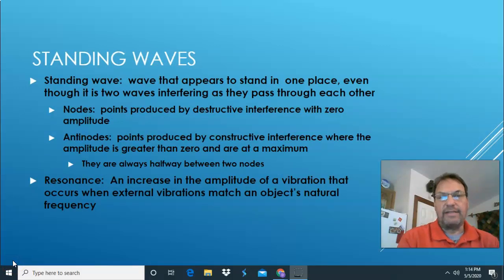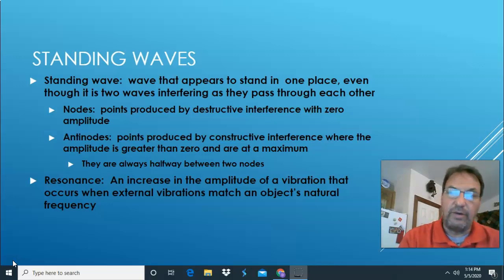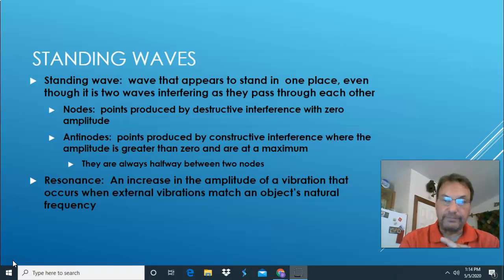And finally, we'll talk about standing waves. Now, when two waves meet and the two crests come together, that's going to be constructive. And then if a crest meets a trough, it's going to be destructive. But there is a situation where the two waves can match and meet each other so seamlessly that the wave appears to be standing still. Even though it has two waves interfering as they go through each other, the two waves are traveling in opposite directions, but they match so perfectly that it looks like the wave is standing still.